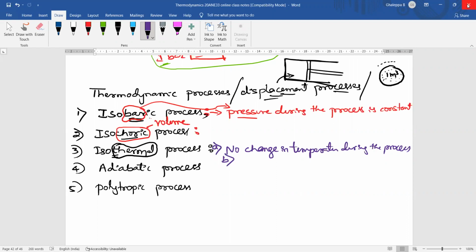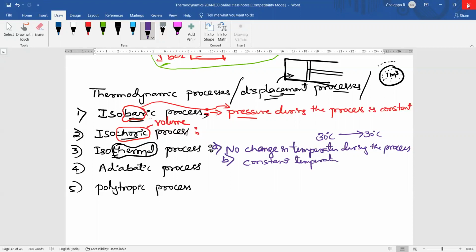For example, initial temperature is 30 degrees Celsius. Final temperature is also 30 degrees Celsius. So 30 minus 30, change in temperature, meaning final temperature minus initial temperature, is zero. That is also correct. Isothermal process, no change in temperature is also correct. Or temperature during the process is constant. Constant temperature. That is also correct.